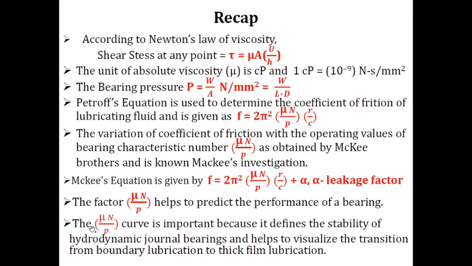This mu n upon P curve is important because it defines the stability of the hydrodynamic journal bearings, and it helps to visualize the transition from boundary lubrication to mixed lubrication. While studying this curve, we have seen how the transition of the bearing from stable to unstable, or unstable to stable, takes place.